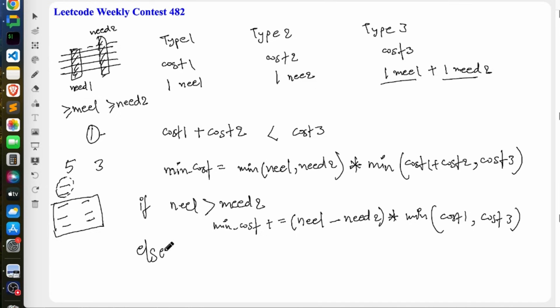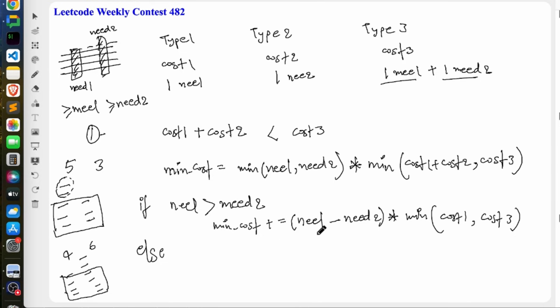Else the last condition, if need 1 is more than need 2. Let's take one example. Let's say need 1 was 4 and need 2 was 6, right? So 1 2 3 4, and 1, 2, 3, 4, 5, 6. So for these four values, I'll be fulfilling with either the minimum of cost 1 and cost 2, or cost 3, based on the minimum value.